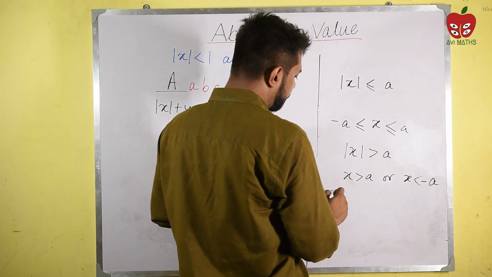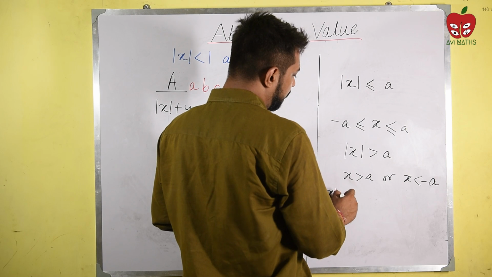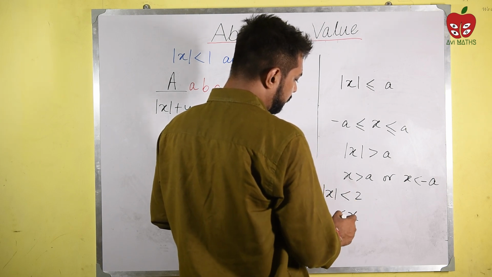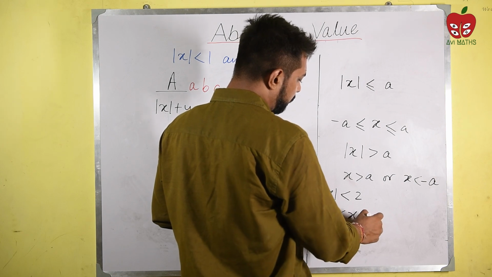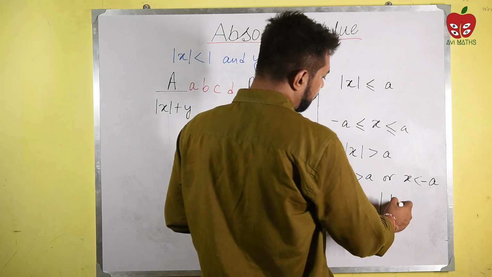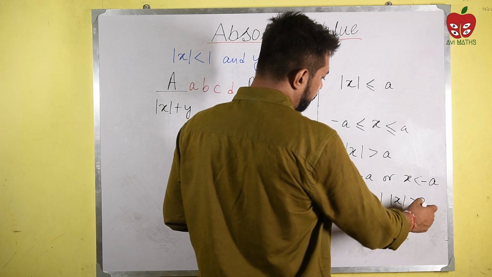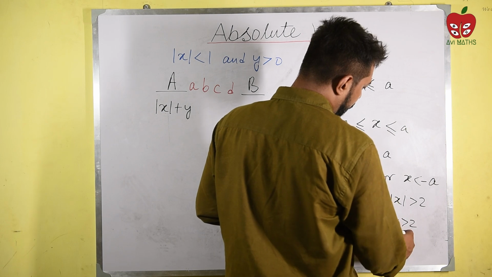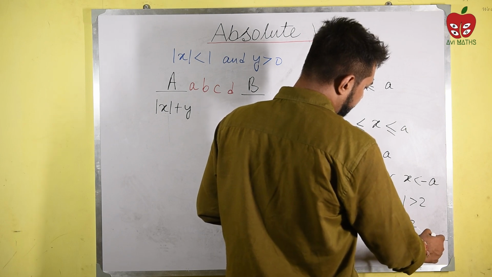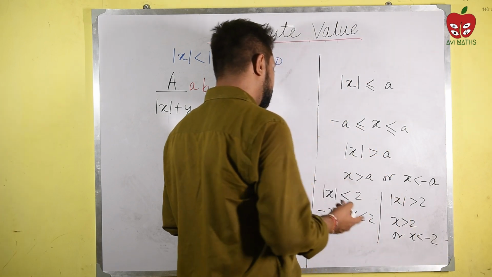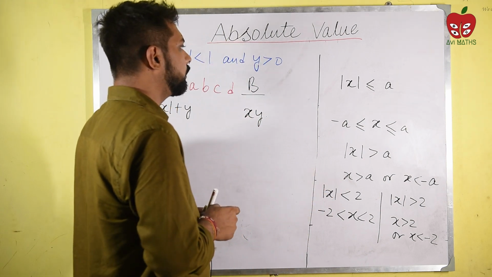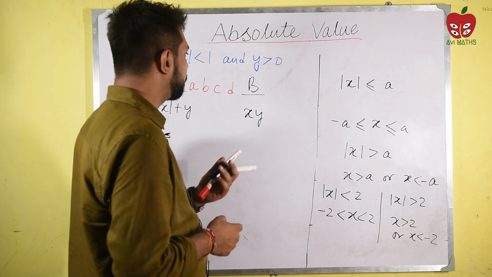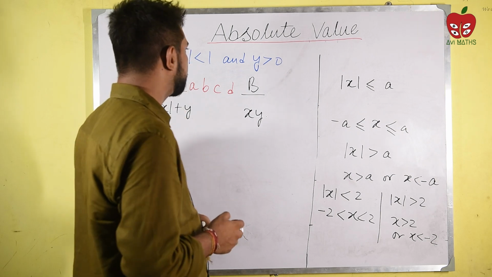If I say that mod x is less than 2, and I have to find out the range of the x value, then it will be minus 2 to 2. Similarly, if it is given mod x is greater than 2, and I have to find the range of x, then x value will be greater than 2 or x will be less than minus 2. So guys, this concept is very useful, and you have to use this concept in many of the questions. So let's use this concept to solve this question.